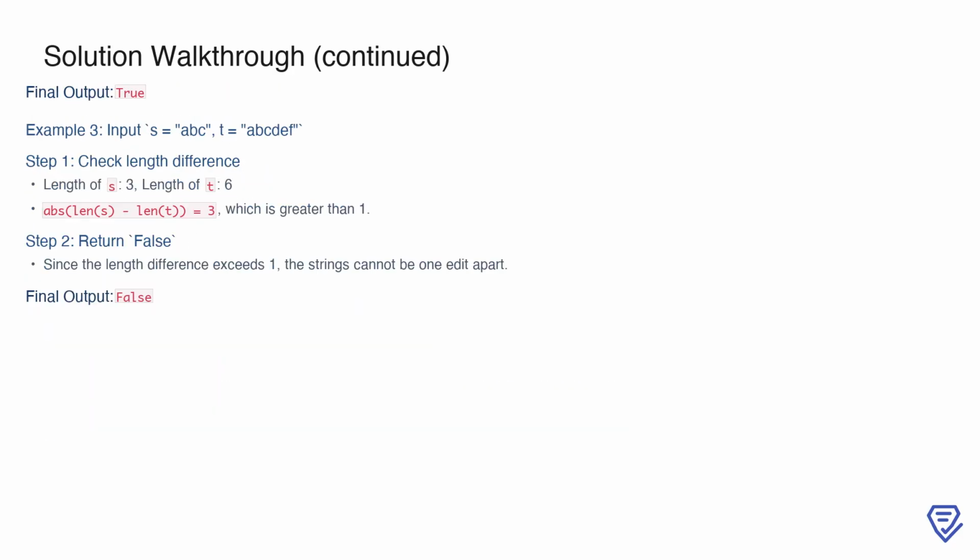Now, let's look at the third example where the input strings are s equals abc and t equals abcdf. First, we check the length difference. The length of s is 3, and the length of t is 6. The absolute difference here is 3, which exceeds the allowable range of 1. Since the length difference is too large, it's impossible for the strings to be one edit apart. As a result, we immediately return false for this example. The final output is false.